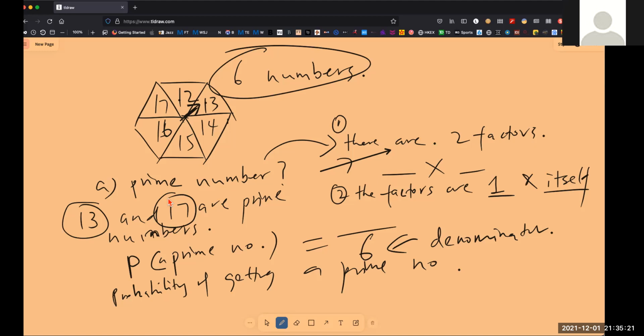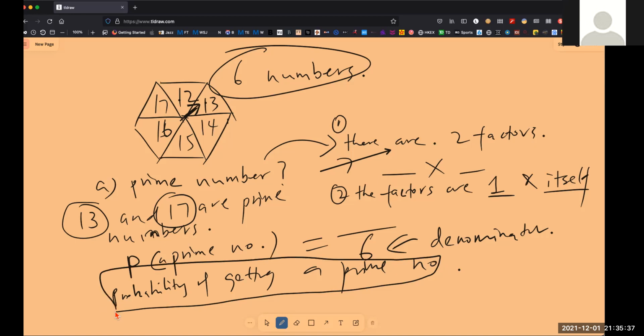So how many out of 6? They want to know the probability of getting a prime number. So how many prime numbers do you have in this? 2 out of 6. So 2 over 6, which simplifies to 1 over 3. All right. So this is the way to get the probability of getting a prime number out of this.